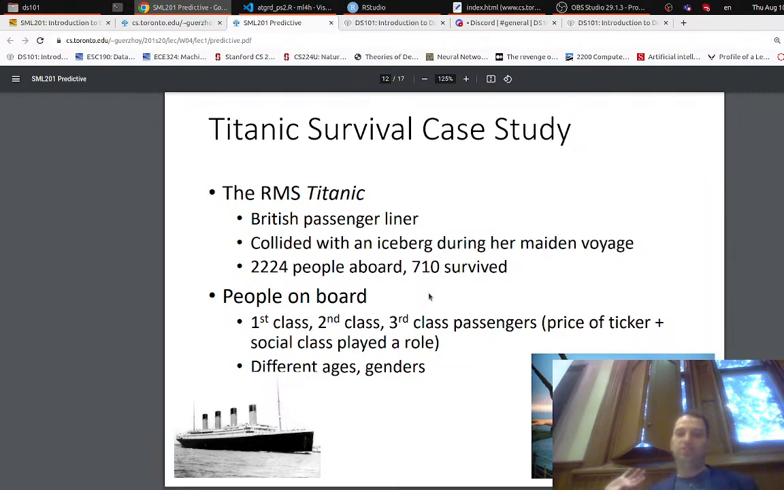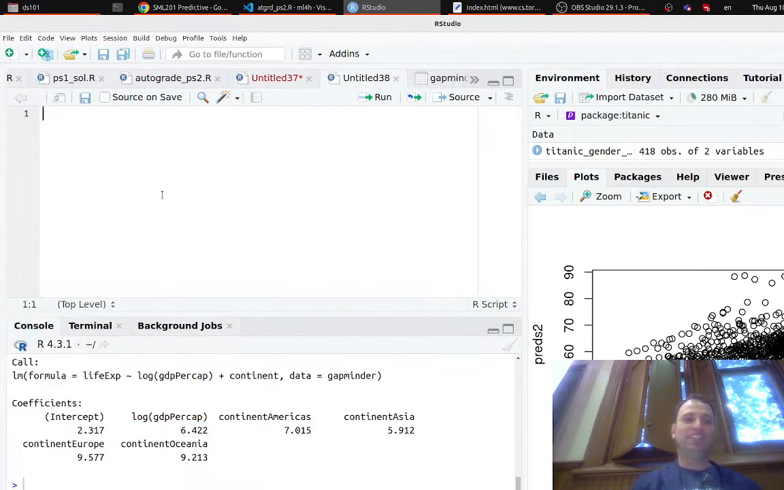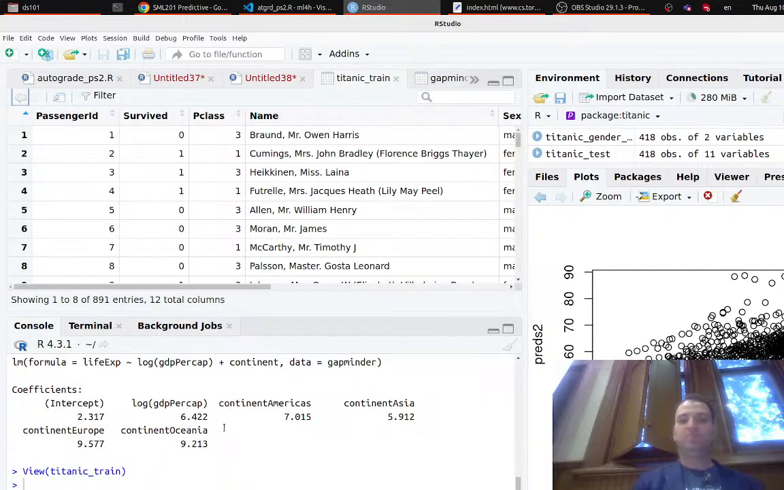From a data science point of view, it's interesting because there is data about all the passengers because they bought tickets. So it was all written down, and you can get the data. If you do install.packages Titanic, you can then look at Titanic train, and you'll have all the data.